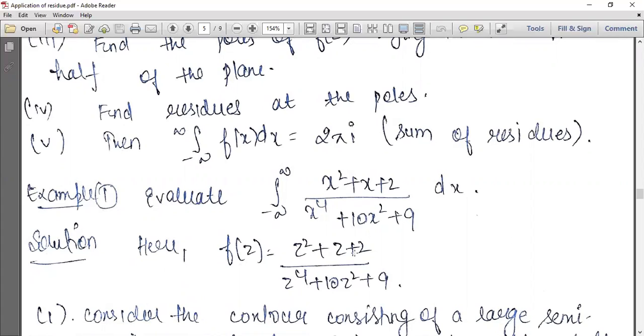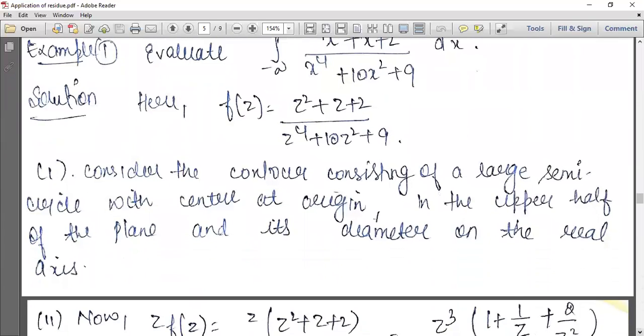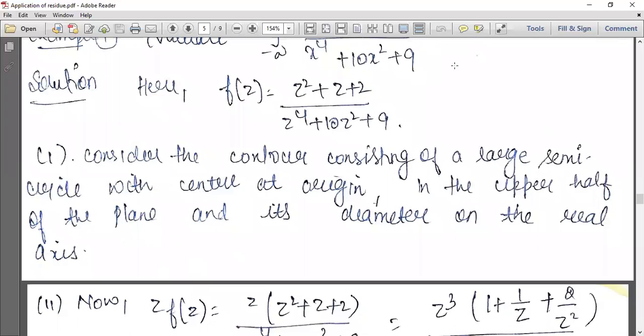z square plus z plus 2 over z^4 plus 10 z square plus 9. Just replace x with z. Now, if this kind of question comes in the exam, then you have to write precisely like this only.